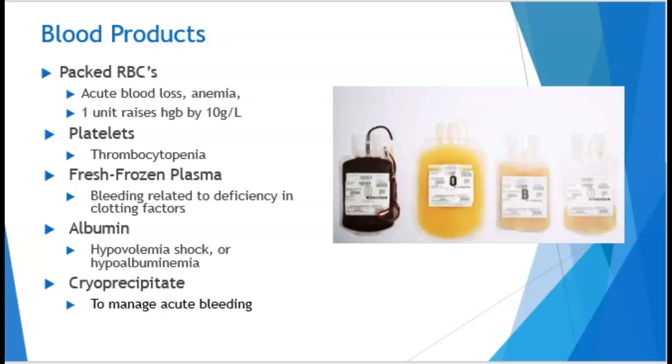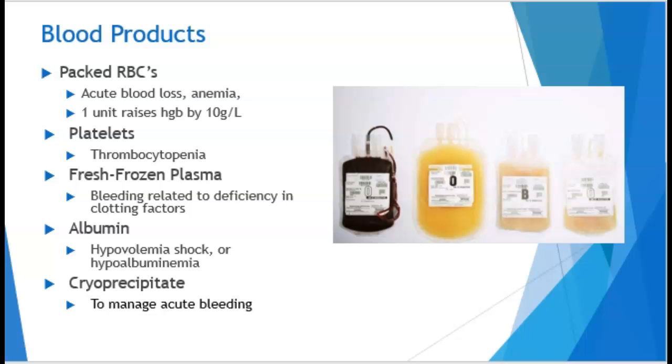Albumin, we've talked a little bit about. That would be offered in the case of a hypovolemia or a hypoalbuminemia, so someone in liver failure that can't produce their own albumin would be offered albumin, or in the case of shock where a crystalloid isn't the best option. And then cryoprecipitate is to manage acute bleeding, and that is something a hemophiliac would be offered as well, specific to the factor that they are missing.